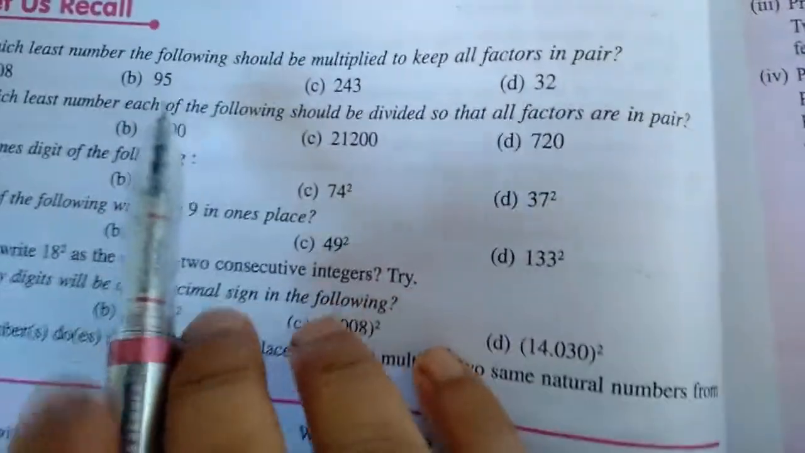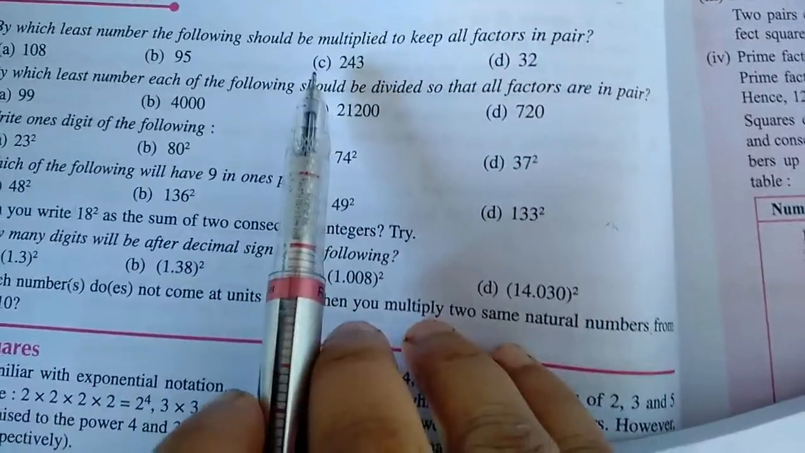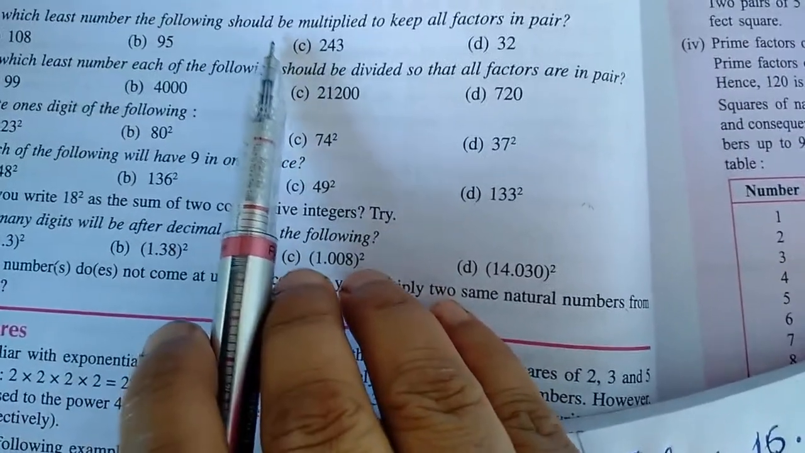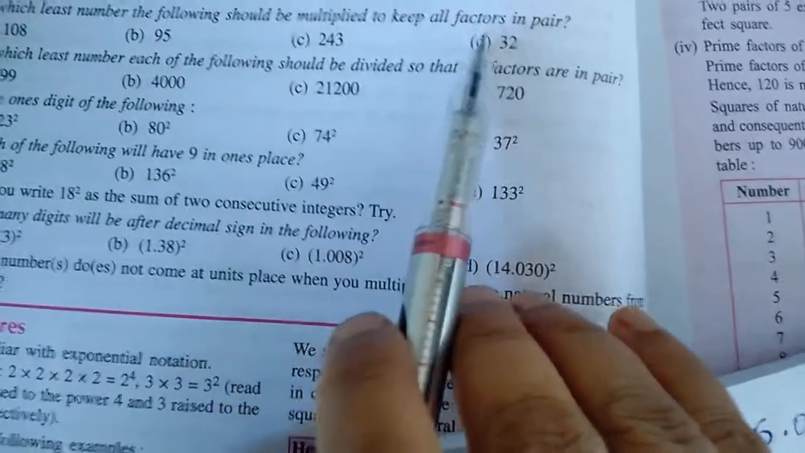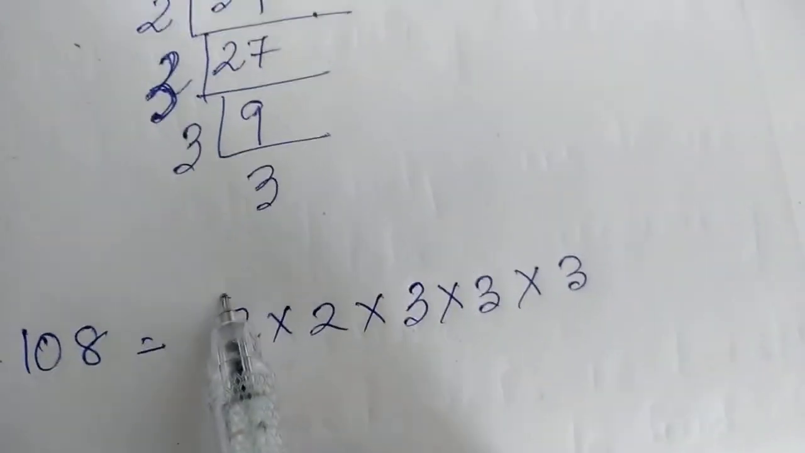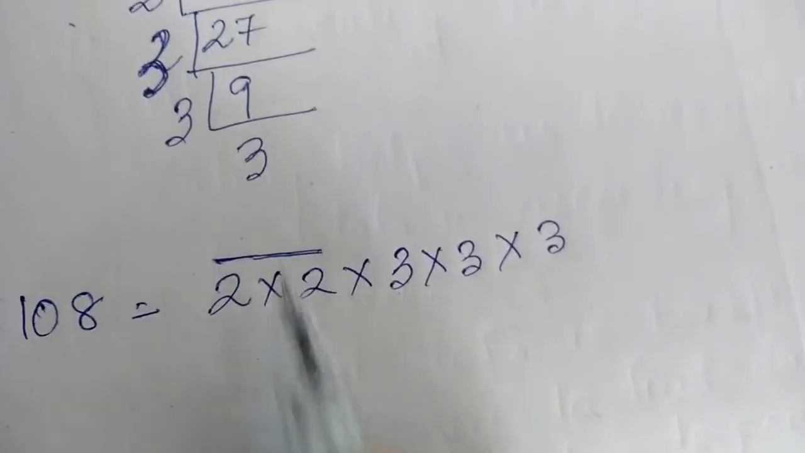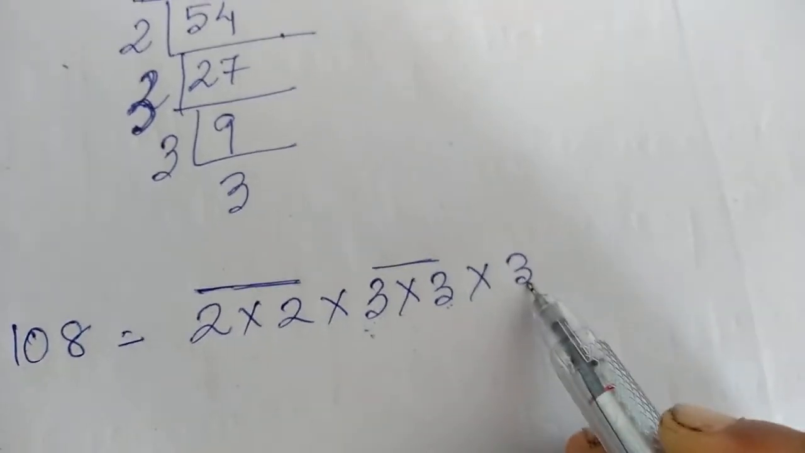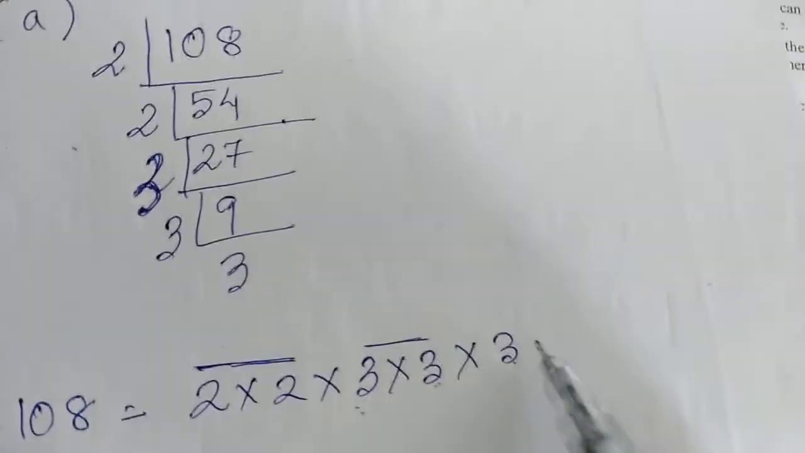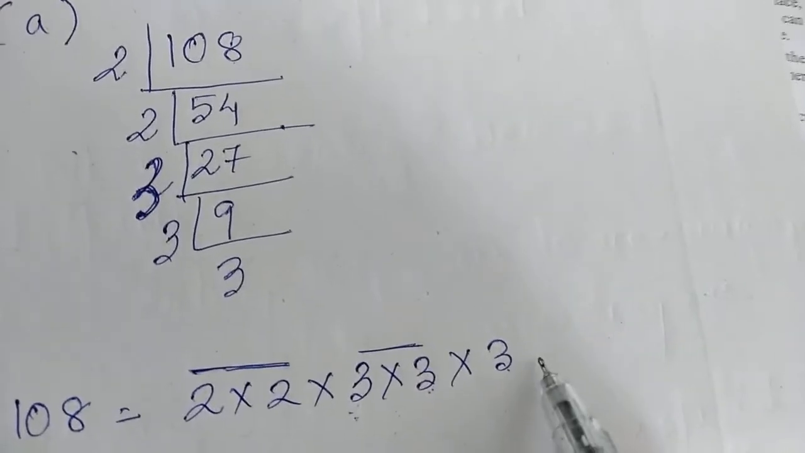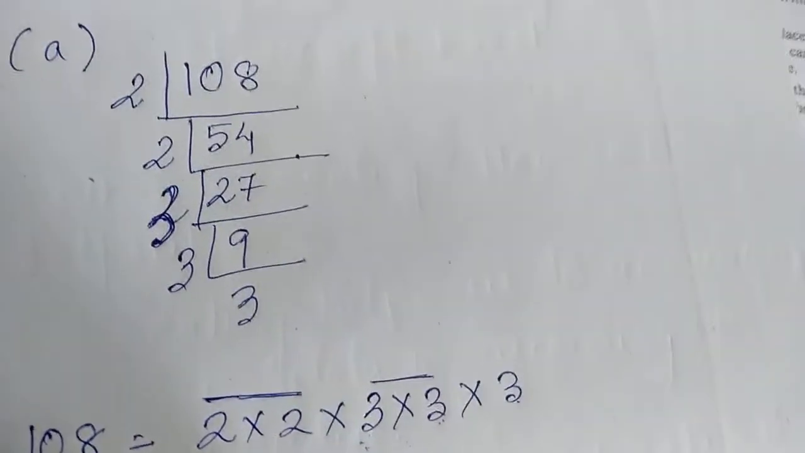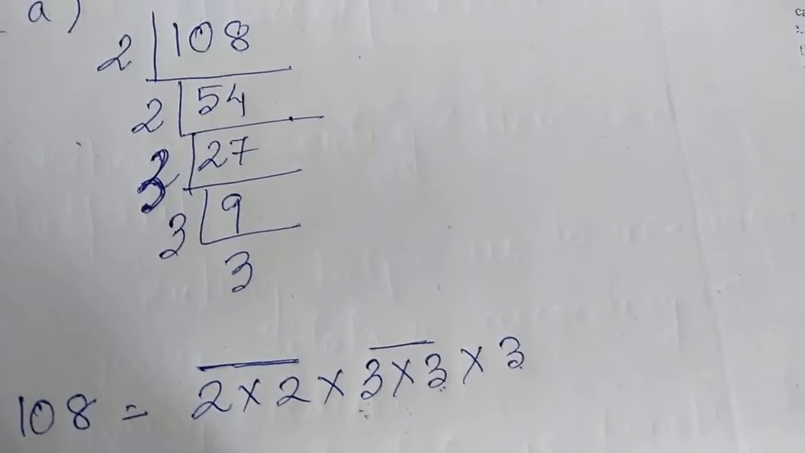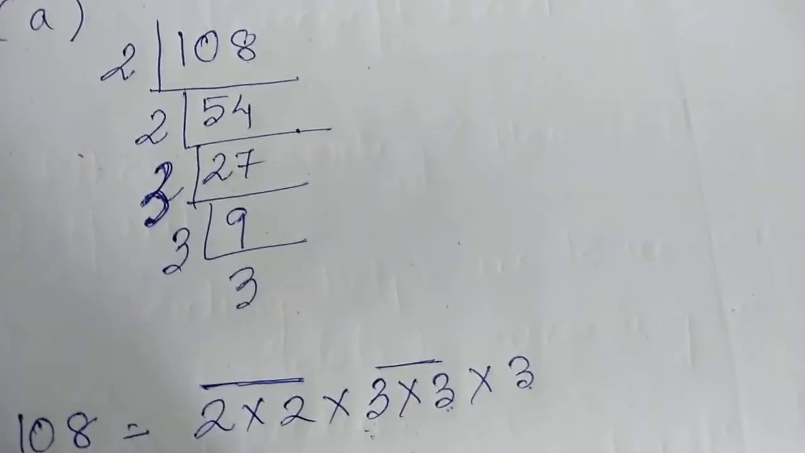Now in the question they have asked you to find out the least number which will be multiplied to keep all factors in pair. Here I can see 2 and 2 is one pair. 3 is also having one pair, 3 into 3. And another 3 is not having any pair. So if I multiply with 3, then 3 will be paired. So the least number 3 should be multiplied.